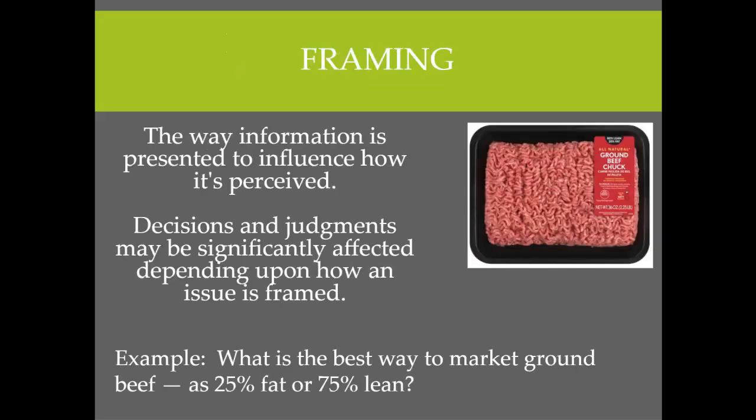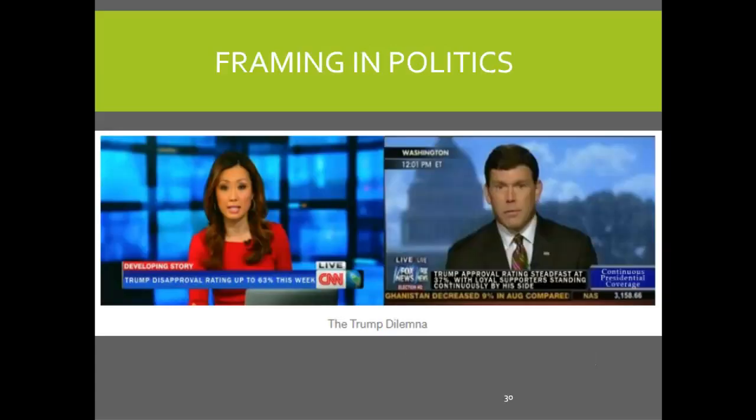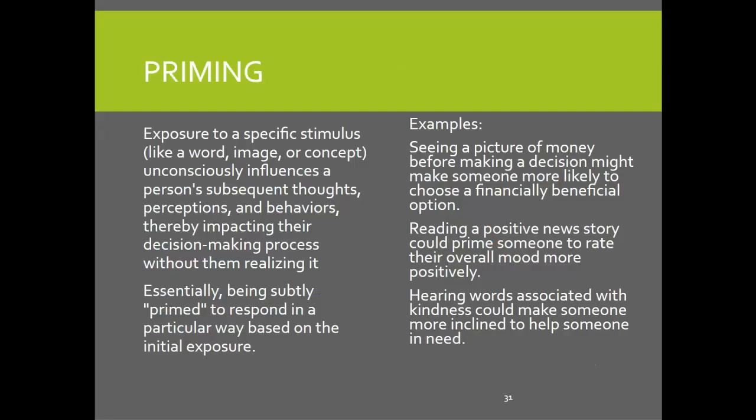Let's see, making judgments. How information is framed affects how we judge it. So if something is 25% fat, 75% lean, graduation rates are 97%. That sounds really good, but what if we say dropout rates for that district are 3%? Which makes it sound better or worse? I talked about framing in politics.